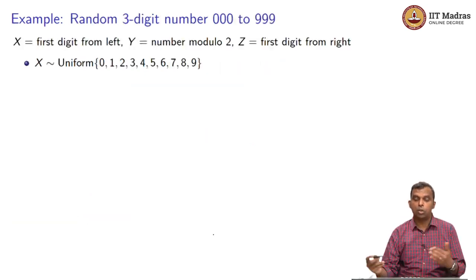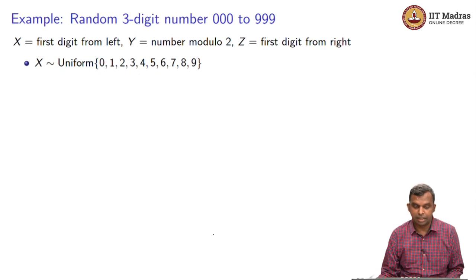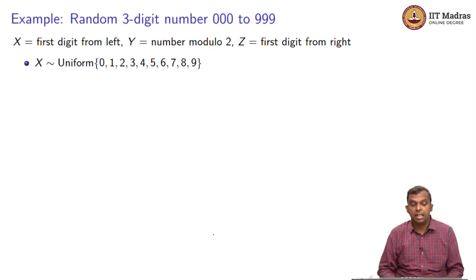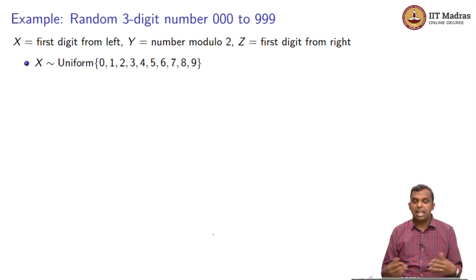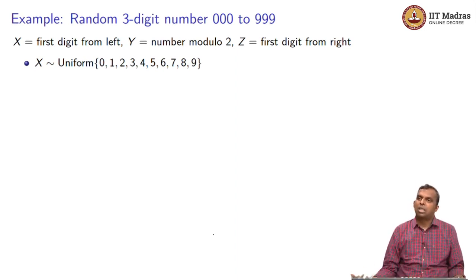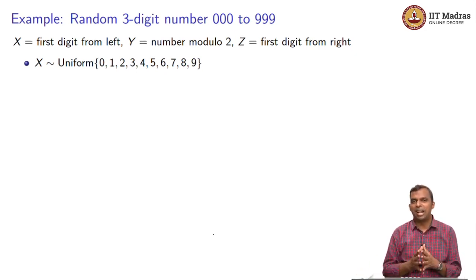Okay, let's go to our slightly more interesting example of this 000 to 999. X is the first digit from the left, Y is the number modulo 2, and Z is the first digit from the right. Okay, so in this case you might say, okay, I'll have to sum up over all the joint PMF, but really the marginal you can directly and easily write down. There's no need to sum over the joint PMF or anything.